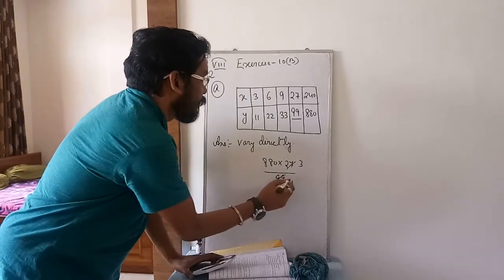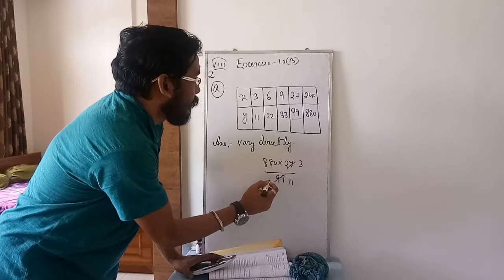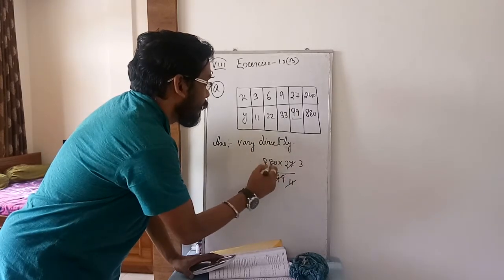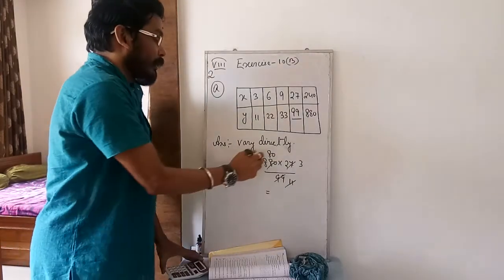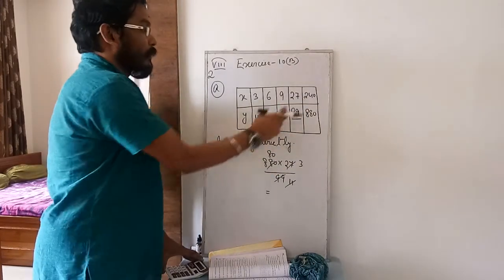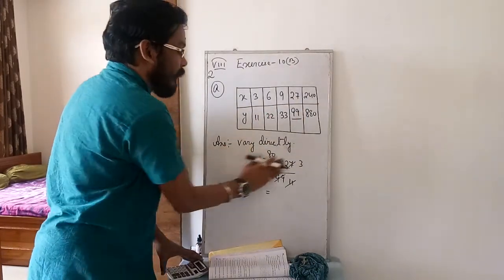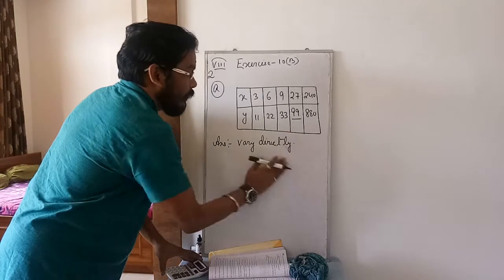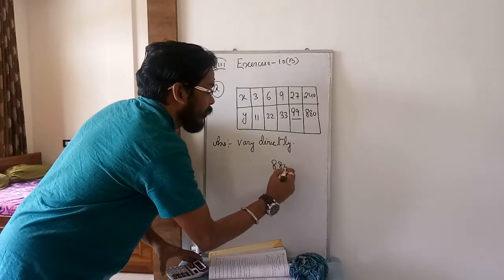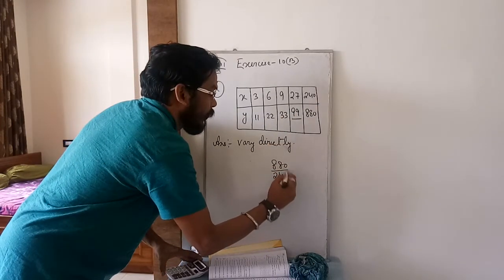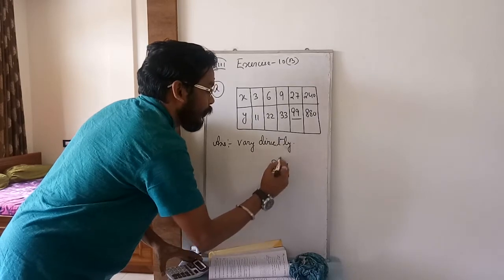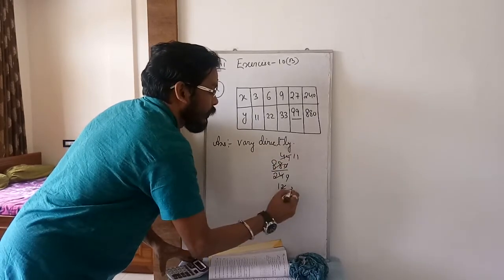9 by 3. Okay, then 11 by 8. So 880 by 240 will give you 11 by 3. If you do it, you can check the ratio. 880 by 240 will give you the value. 2 ones are 2, 2 twos are 4, 4 fours, 11 by 3.